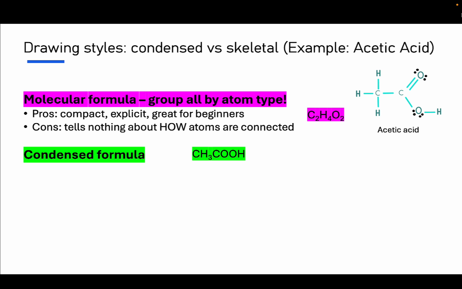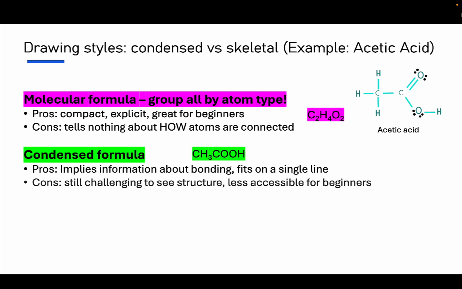And if we look at this condensed formula, we can see that this does really show the structure explicitly, remembering again to follow all the rules that atoms like to have. Carbon likes 4 bonds, oxygen likes 2 bonds, 2 lone pairs, and hydrogen just sort of caps things off. And so this implies information about bonding, and I think does so pretty unambiguously. In this case, unambiguously; in more complicated molecules, it can be harder. But the challenge is that it's still tough to see the structure, and it can feel a little less accessible to beginners compared to the molecular formula.